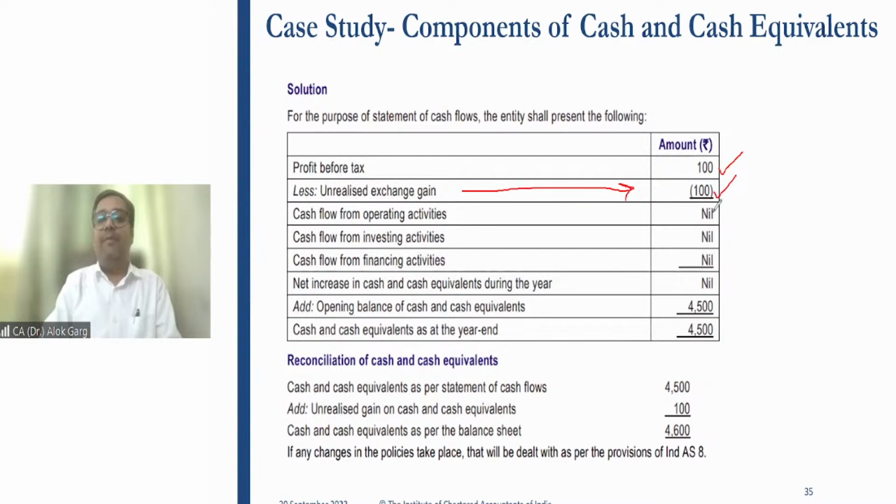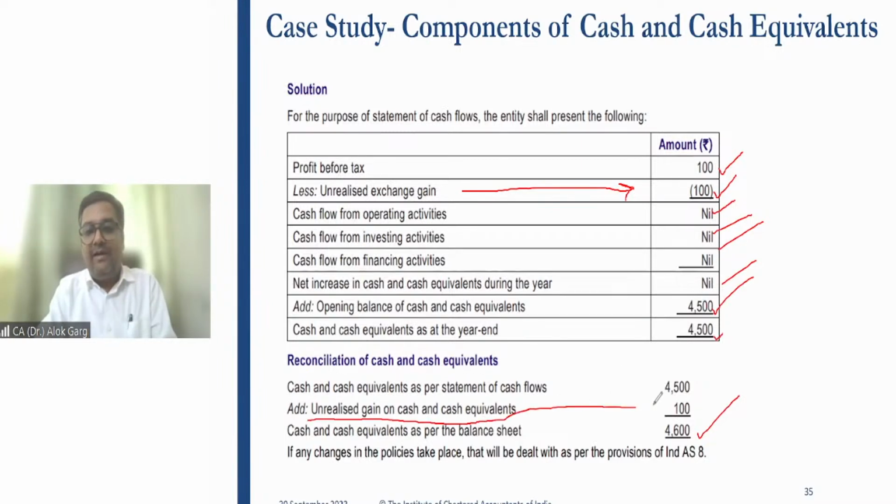Your cash flow from operating activity is 0, investing 0, financing 0, right? Net increase 0. Opening balance of cash and cash equivalent is 4,500, and your closing cash and cash equivalent is also 4,500 as per cash flow. But as per balance sheet, it is 4,600. So you need to show the unrealized gain on cash and cash equivalent of 100 rupees. This disclosure you have to give in the cash flow statement itself.